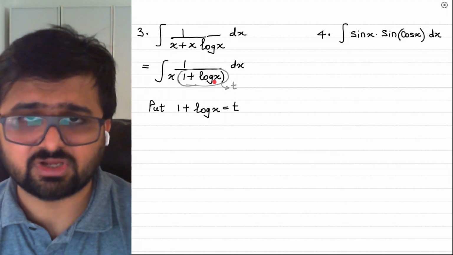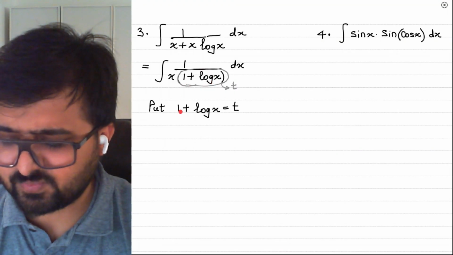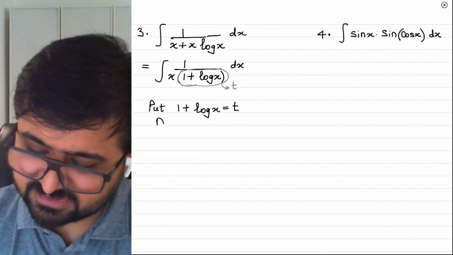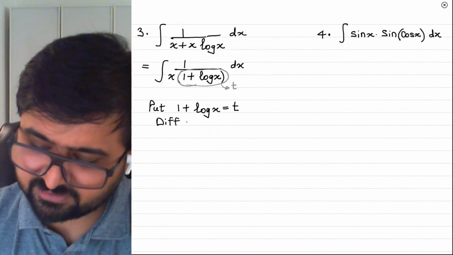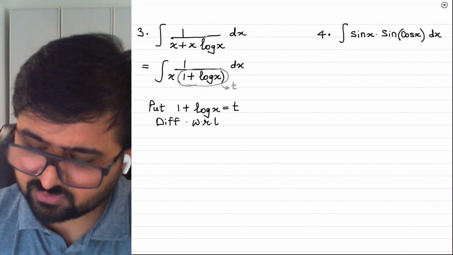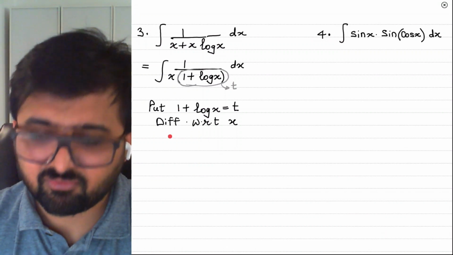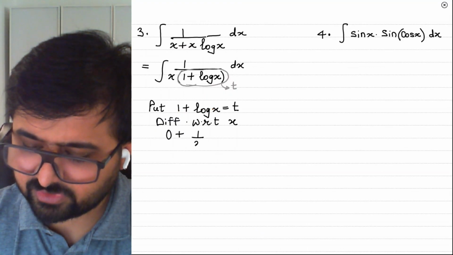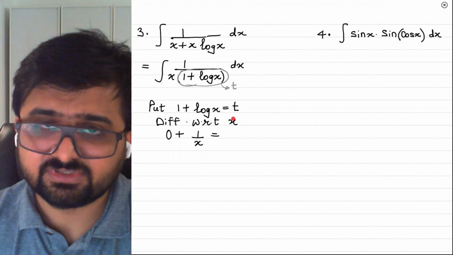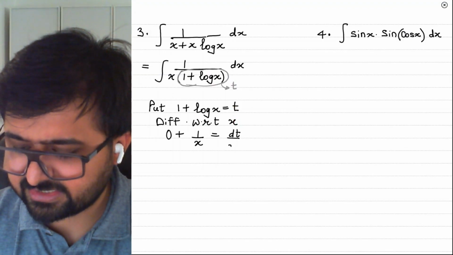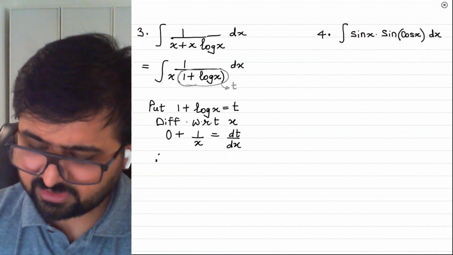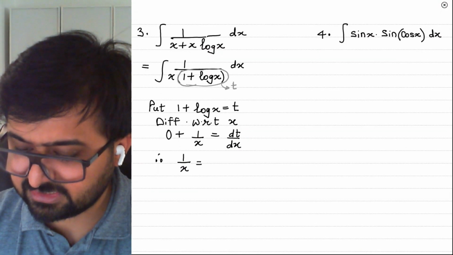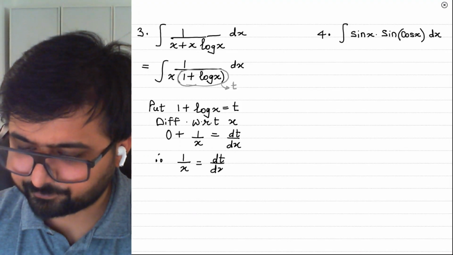You can also put just log x as t, but I include that one to make it simpler, because the derivative of one is anyway zero. Now you just differentiate on both sides with respect to x. The derivative of 1 is 0. The derivative of log x is 1 over x. The derivative of t with respect to x is dt by dx. Therefore, 0 plus 1 over x, which is 1 over x, equals dt by dx.